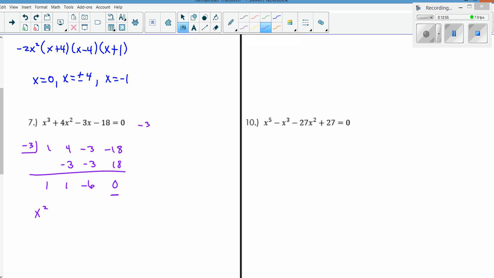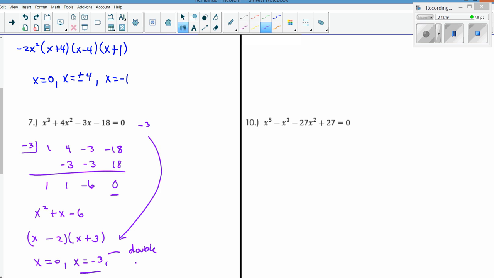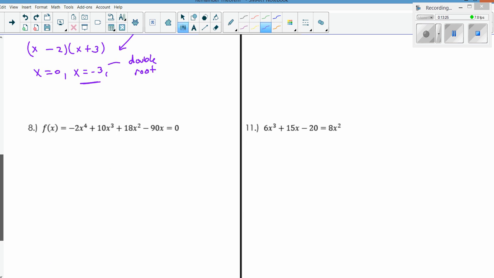Okay, so I have x squared plus x minus 6. That's a pretty easy trinomial to factor. I have a 3, I have a 2, minus, plus. So x equals 0 is a solution, x equals -3 is a solution, and then this one actually has a double root, we can just say, because remember, this was a solution. So double root. That means if I had to graph it, I would bounce it there. Okay? Let's try another one.